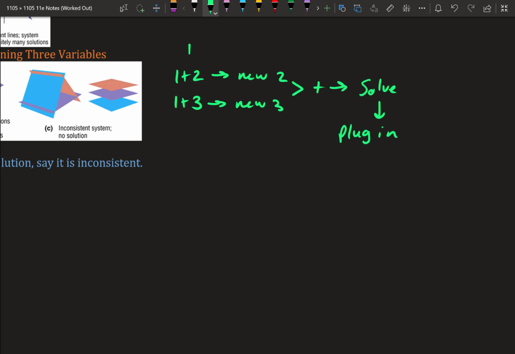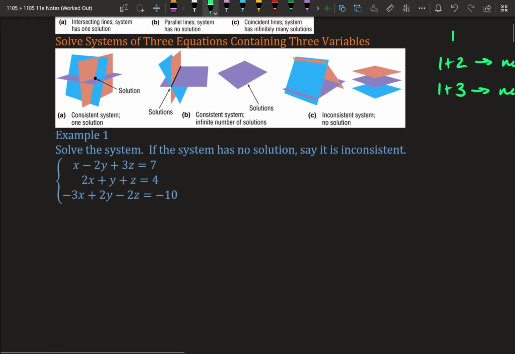So my system is, you have three equations. Your first equation, you just leave as your first. Then we take the first and the second equation, add them to get new 2. Take the first and the third to get new 3. We add new 2 and new 3. We solve, then we plug in. I promise it'll make sense when we actually start to do it.